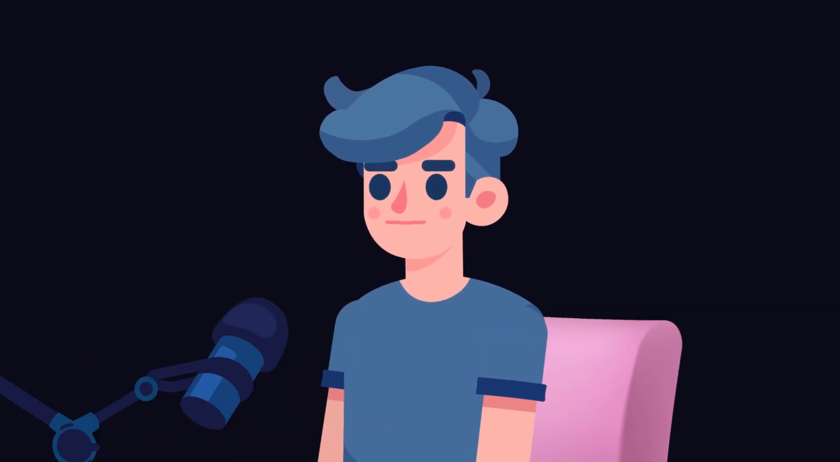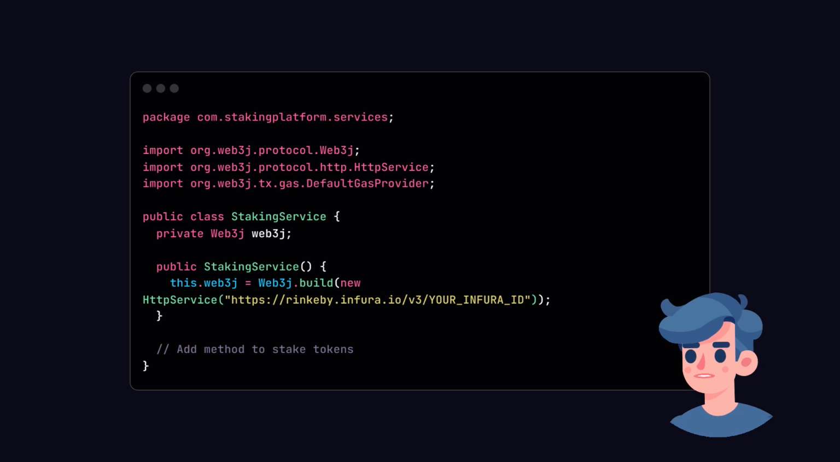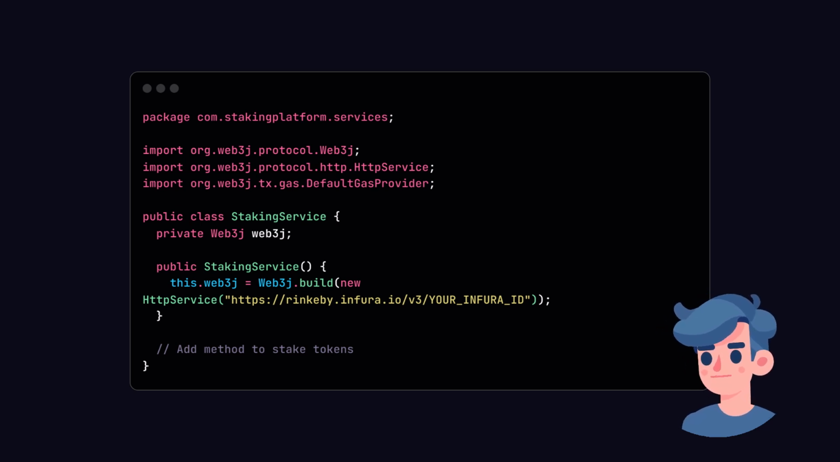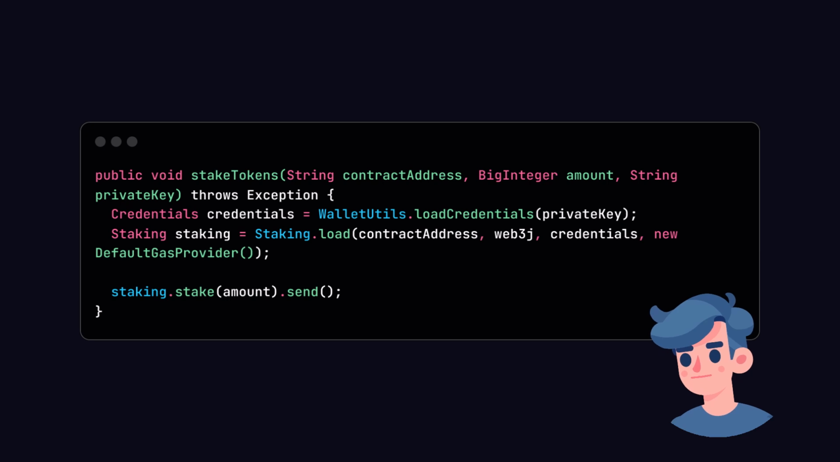Now, let's set up the Java components to interact with our smart contract. In our Java project, we'll create a new package called Services. Here, we can add a staking service class to handle all interactions with the smart contract via Web3j. Inside the staking service class, we first create a Web3j instance pointing to our Infura project URL for Rinkeby.